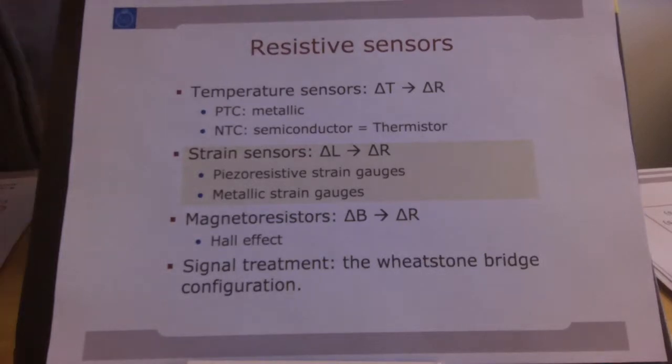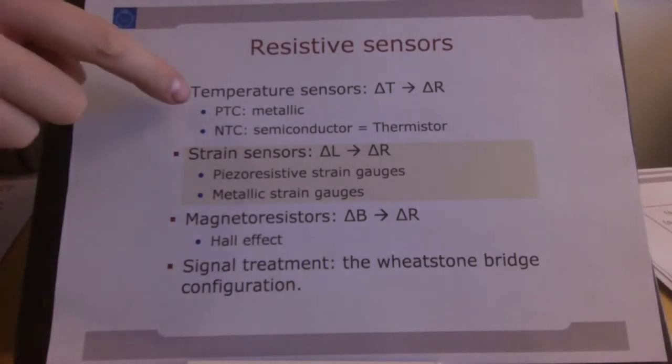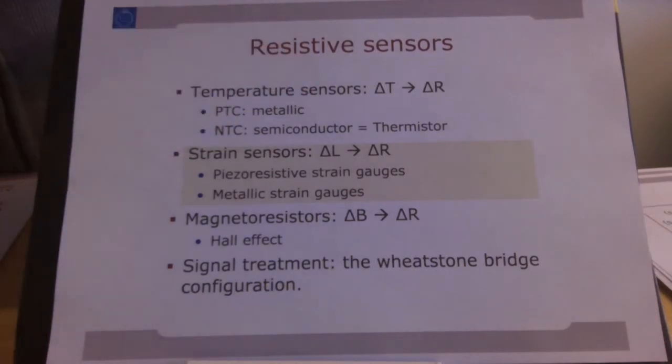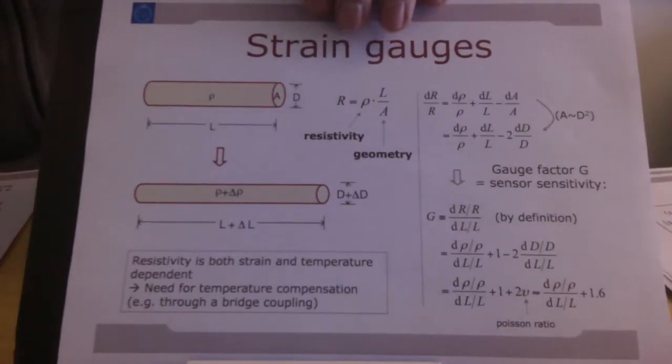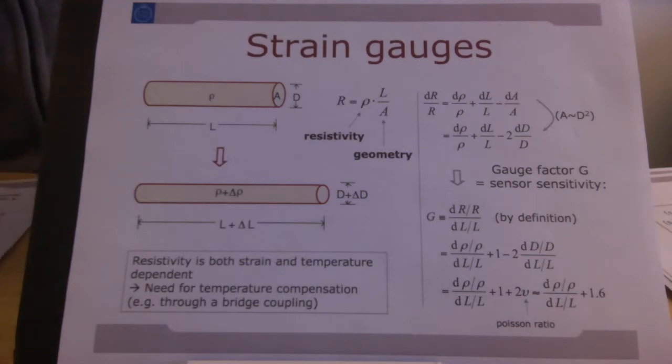So we just talked about temperature sensors that convert temperature to a resistance change. The next type of resistive sensor we're going to discuss are strain sensors. These are sensors that convert a strain, that means an elongation or a deformation, into a resistive signal. We're going to discuss two types of strain sensors: first, the piezoresistive strain gauges, and then the metallic strain gauges. Strain gauges are sensors that convert a strain or an elongation to a resistance change.